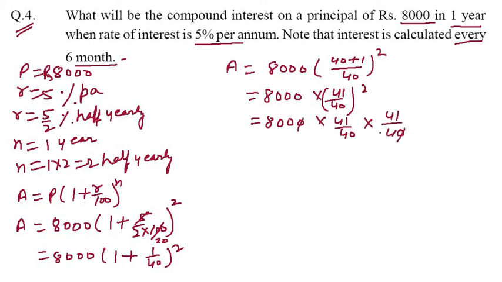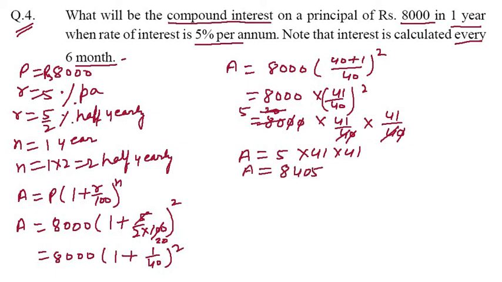This 0 will be cancelled with this 0, and this 0 will be cancelled with this 0. 4 ones are 4 and 4 twos are 80. 4 ones are 4 and 4 fives are 20. So that is 5 into 41 into 41. The amount will be 8,405 for this calculation. But we want to find the compound interest.